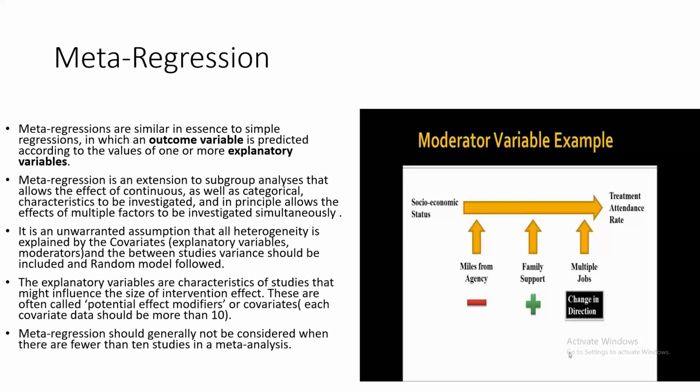Okay, so meta regression is an extension to the subgroup analysis that allows the effect of continuous and categorical, both types of variables, to be put inside this direct relationship and be judged. See, what is my outcome? My outcome was the effect size. If that effect size changes, which means this moderator is effective. If that outcome or the effect size remains the same, this moderator is of no use.